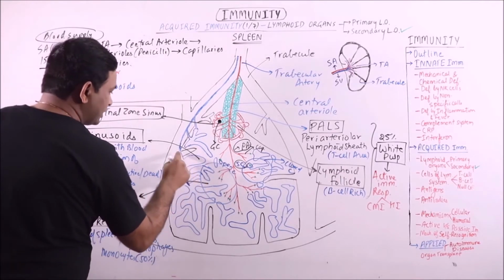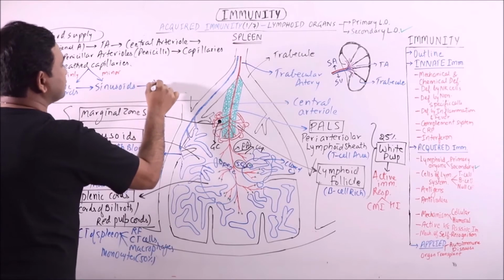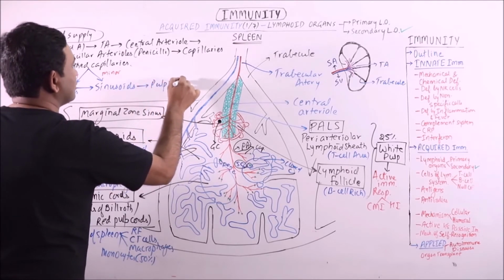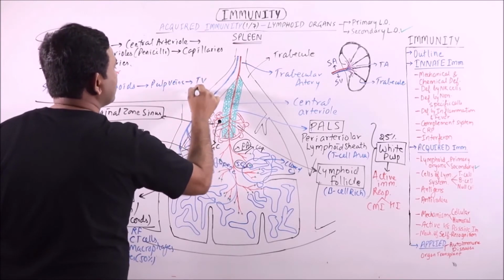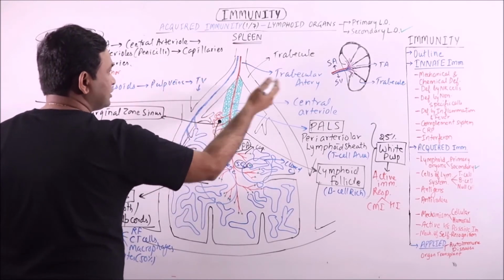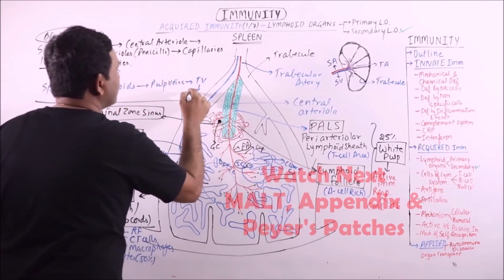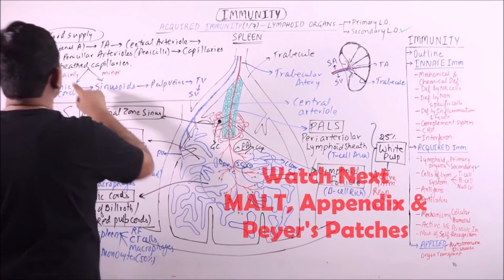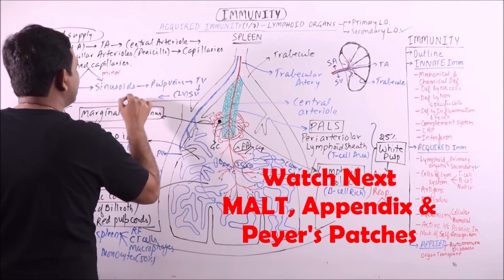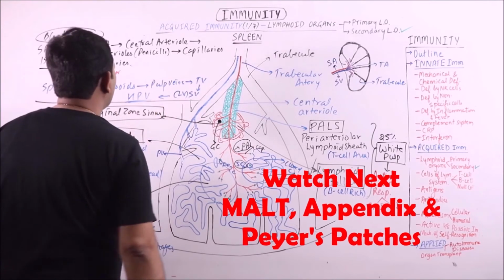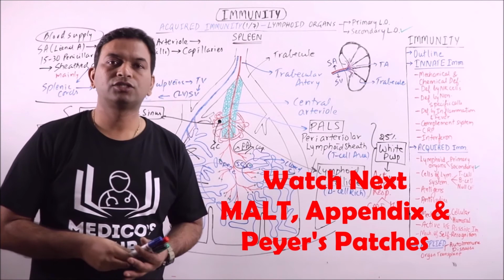Then sinusoids will give rise to small veins. These are known as pulp veins. These pulp veins will reunite and form the trabecular veins. These trabecular veins, 6 or more in number, will fuse to form a common splenic vein, also known as the lienal vein. And finally, it will open into, or contribute to, the hepatic portal vein. So this is the structure of a spleen.